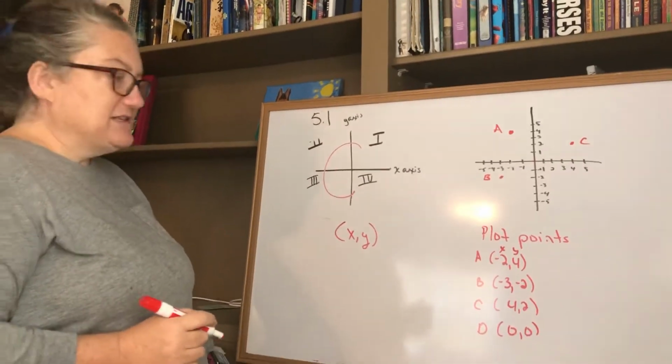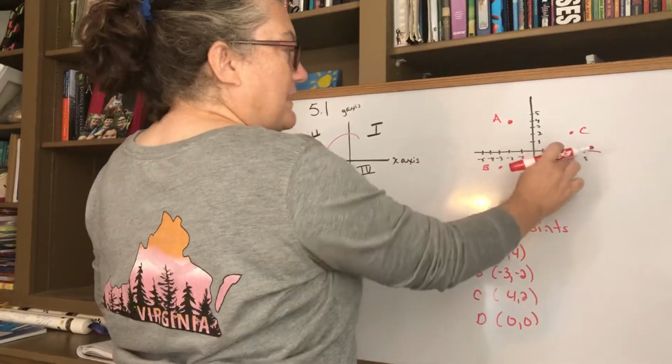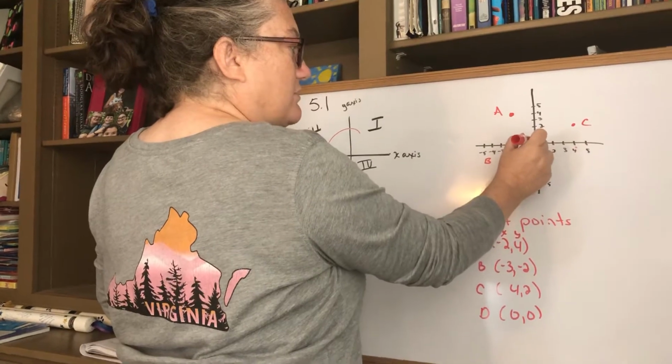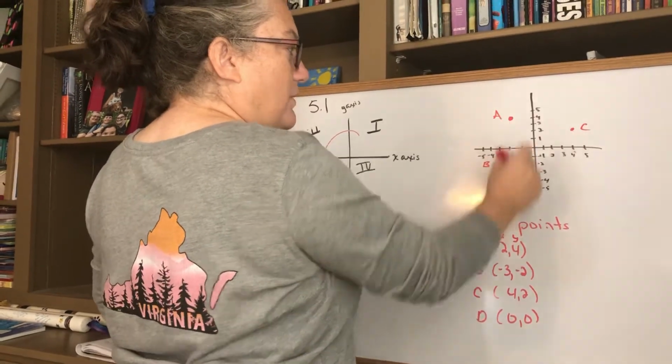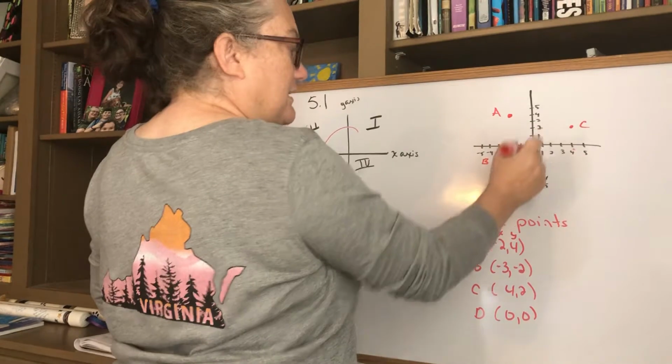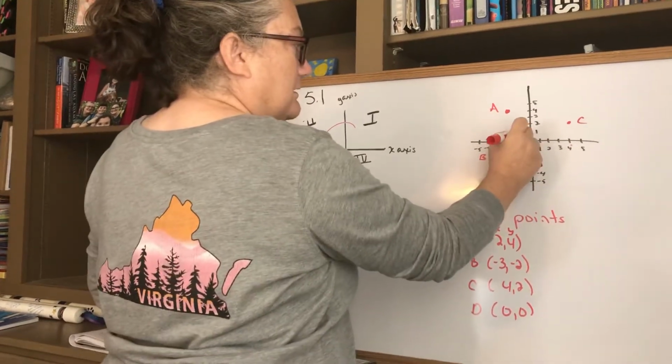And the last one is 0, 0. That means I do not go left to right at all. So that's 0 left or right, 0 up or down. And that would be in our origin, and that would be letter D.